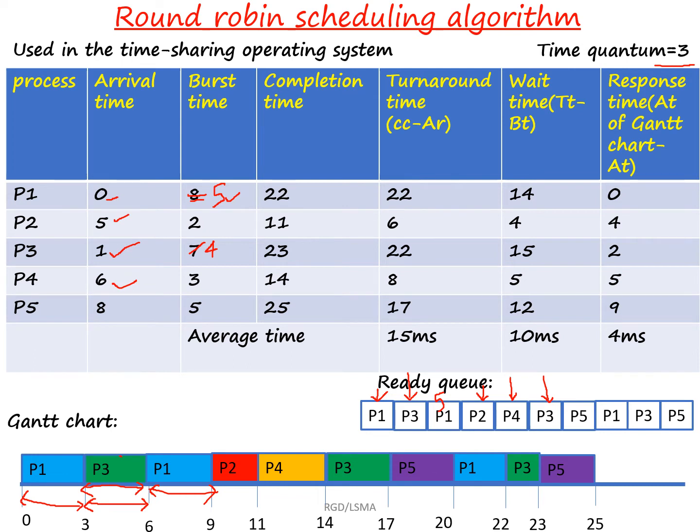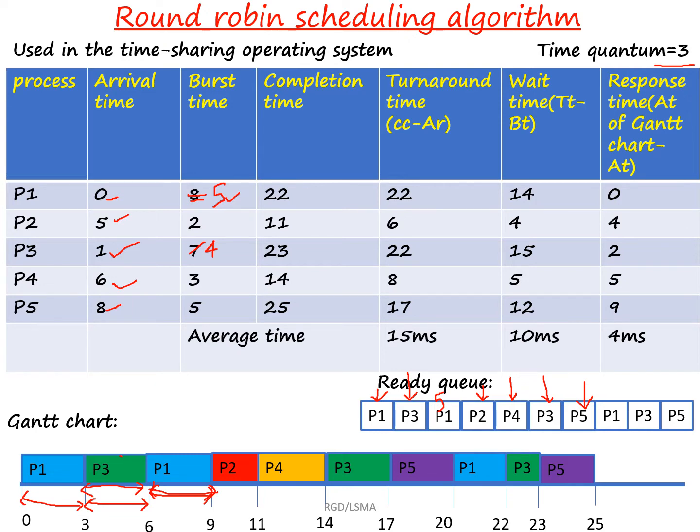Before calling this P2 process to the CPU for scheduling, you have to check if any other process is waiting in the ready queue from 6 to 9. If you look at this problem, the arrival time for the P5 process is 8, which is within this range of 6 to 9. So you can put this P5 process in the ready queue. The P5 process arrived in the ready queue while the CPU was executing the P1 process.